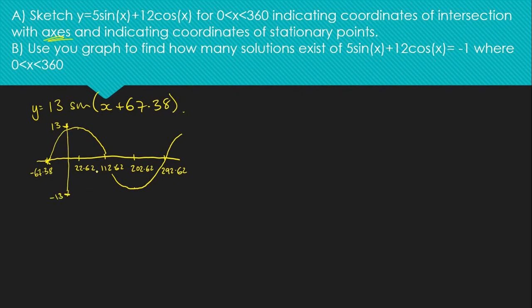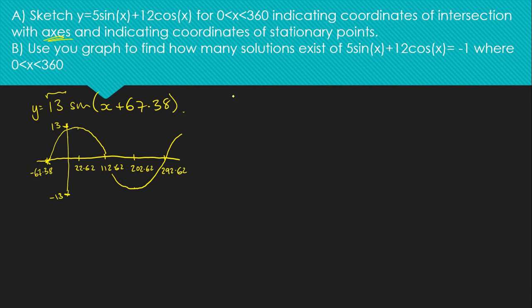Maximum at 13, minimum at negative 13. That's because of the vertical stretch here. Okay, so we've got: indicate the coordinates of intersection with the axes. Well, I've done that on the x-axis. That's fine. There's these two here, not that one there. But I haven't done it on the y-axis.